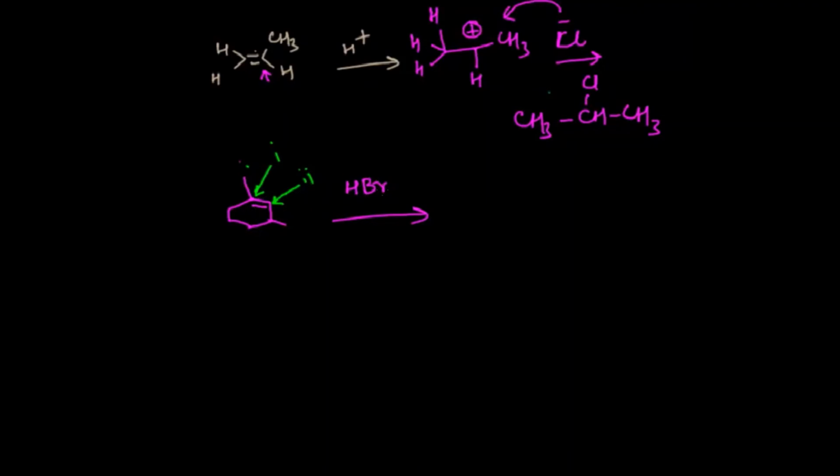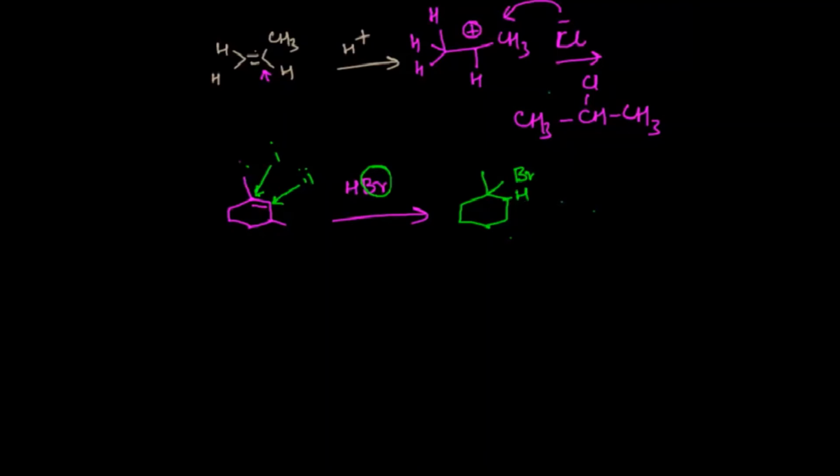Therefore, what is the negative part of this? The negative part of this is Br minus. So Br minus is getting attached to this particular carbon, that is carbon 1, and H plus is going to attach to this particular second carbon. And so the major product of the reaction is Br here and H here. Though we don't need to write H, but just to show this to make it more clear.